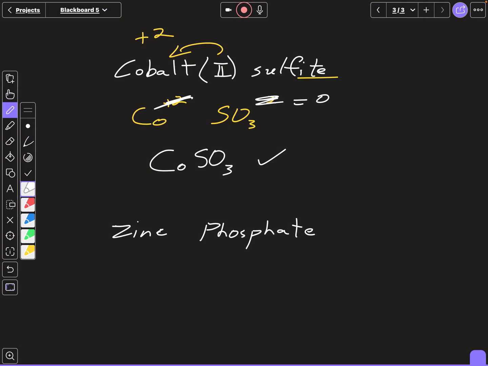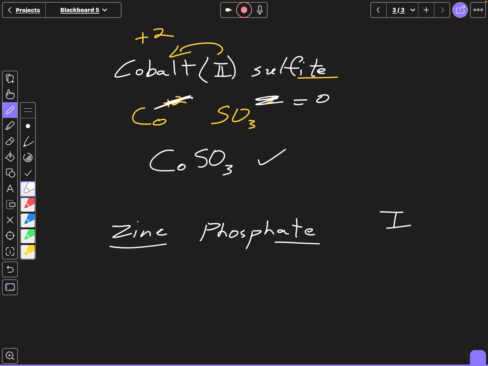Now the bottom one, I look at the first element, zinc. It is a metal, left of the stair-step line, so this has to be an ionic compound. Next I want to look, is it talking about a single nonmetal? And since the ending is ATE, it must be a polyatomic ion. It doesn't end in IDE.